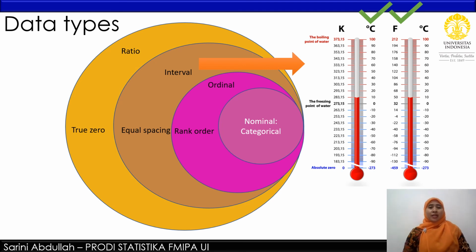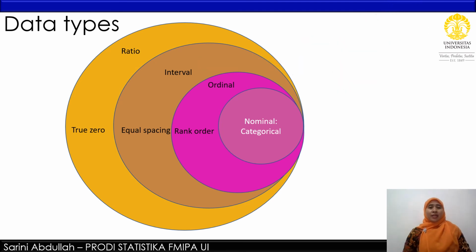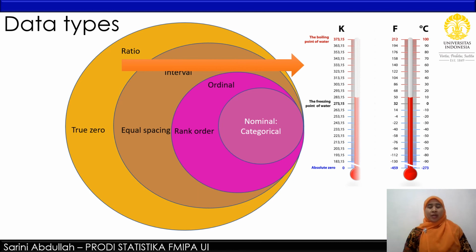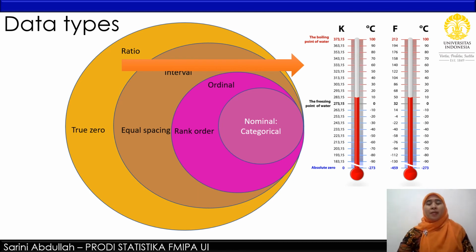Now what is the example for the ratio scale? Still temperature, but now in Kelvin, because we know that Kelvin has an absolute zero. That's why Kelvin is of the ratio scale.